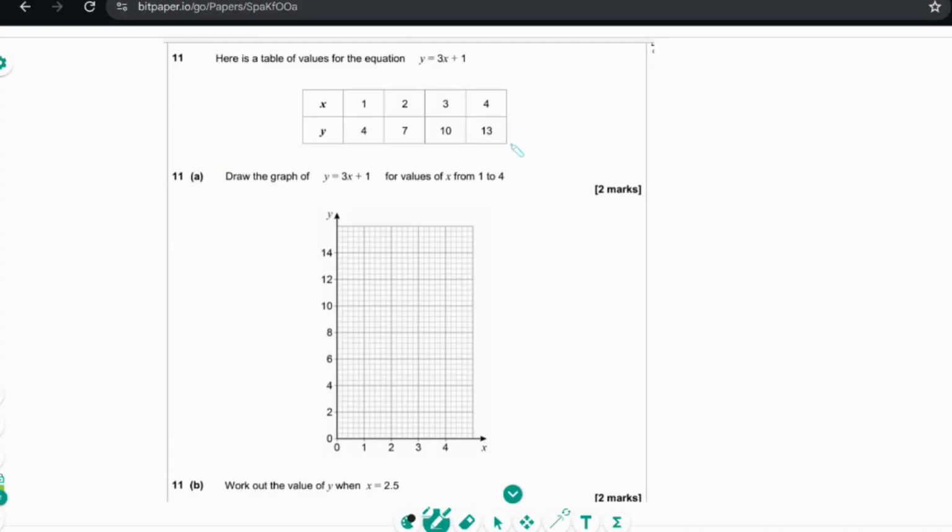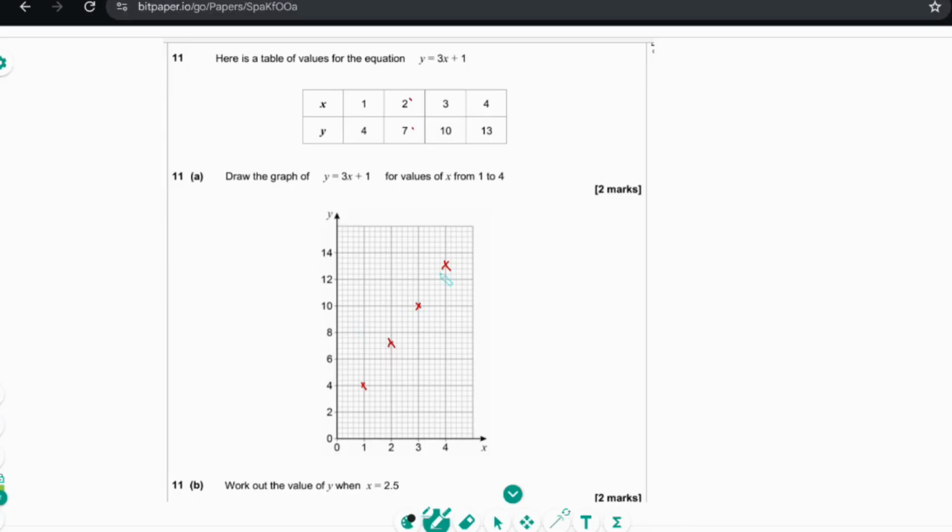Here is a table of values for the equation y equals 3x plus 1. Draw the graph of y equals 3x plus 1 for the values of x between 1 and 4. X is 4, y is 13, so we need to go 4 to 13 and draw a little cross. X is 3, y is 10, x is 2, y is 7. When x is 1, y is 4.